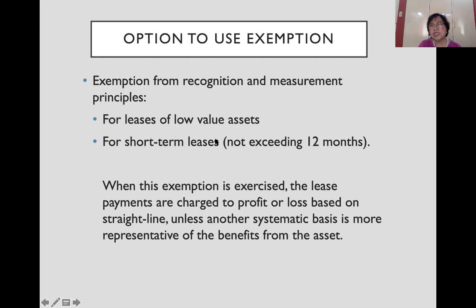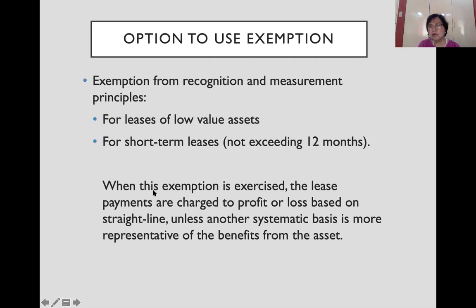However, for practicality, the lessee has the option on a lease-by-lease basis not to capitalize the asset, but to record the payment either as prepaid rent or rent expense with appropriate adjusting entries at year end. Again, limited only to leases of low-value assets and to short-term leases.